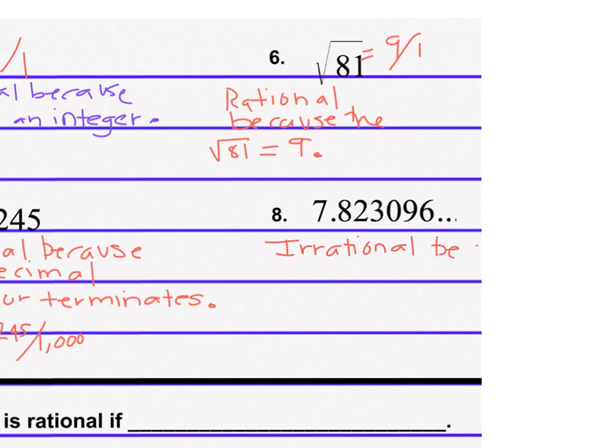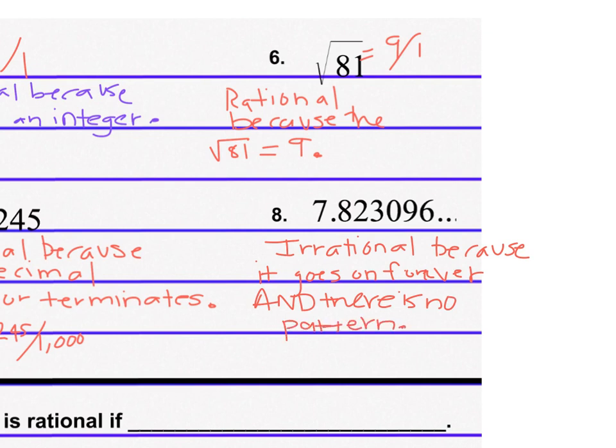So irrational because, and you need to have two parts to your reason, because it goes on forever, and there is no pattern. I'm not just trying to make your hand tired or be mean or strict. You really do need both parts, because if, for example, you have 0.33333 that goes on forever, that is still rational because there is a pattern. So make sure your answer says irrational because it goes on forever and there is no pattern.